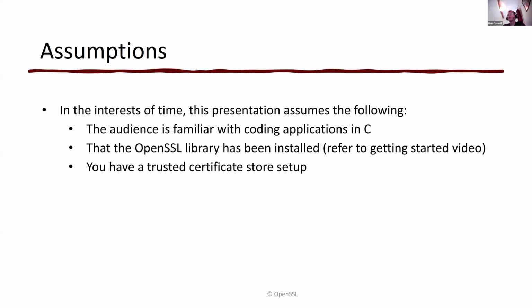I am making some assumptions. So most importantly, I am going to be showing C code. So I'm assuming that you're familiar enough with C to be able to read that. We start from a position where we assume that the OpenSSL library has already been installed, and you can refer to some of our other videos about that if that's not the case. And I'm also going to assume that you have a trusted certificate store set up. And again, I'll talk a little bit about that later on.